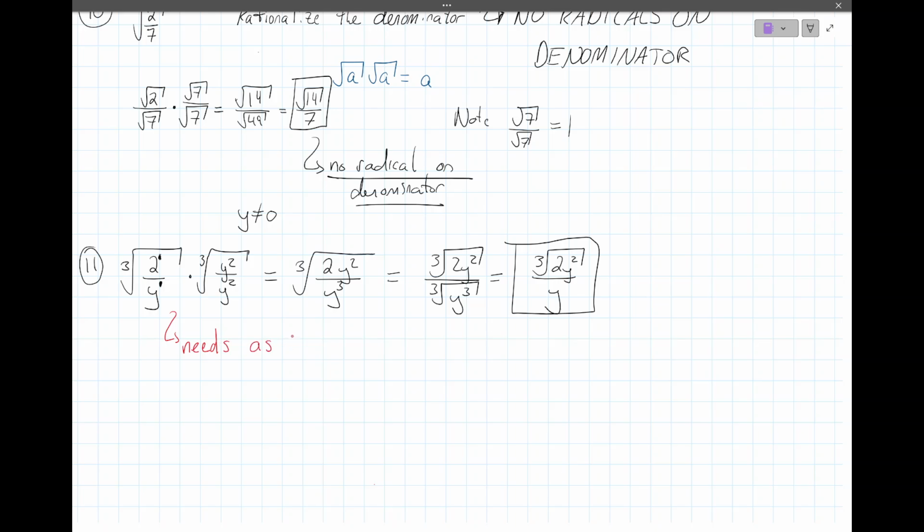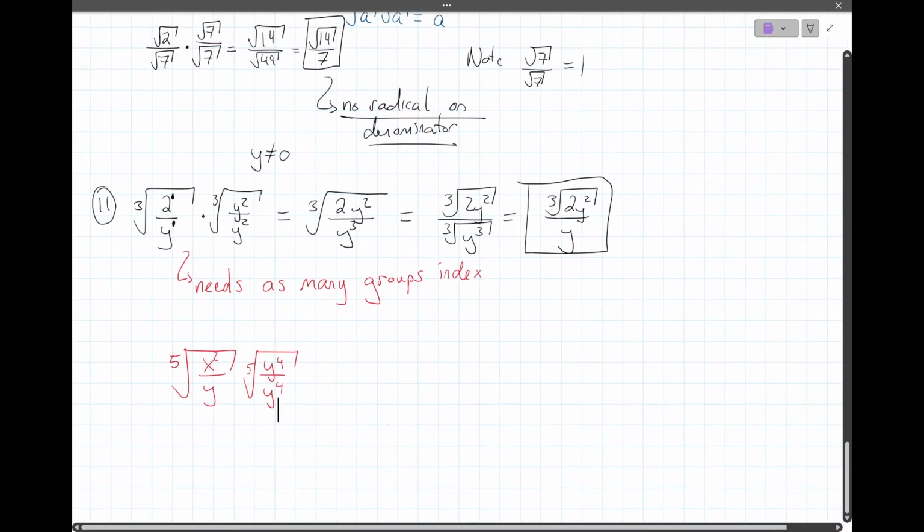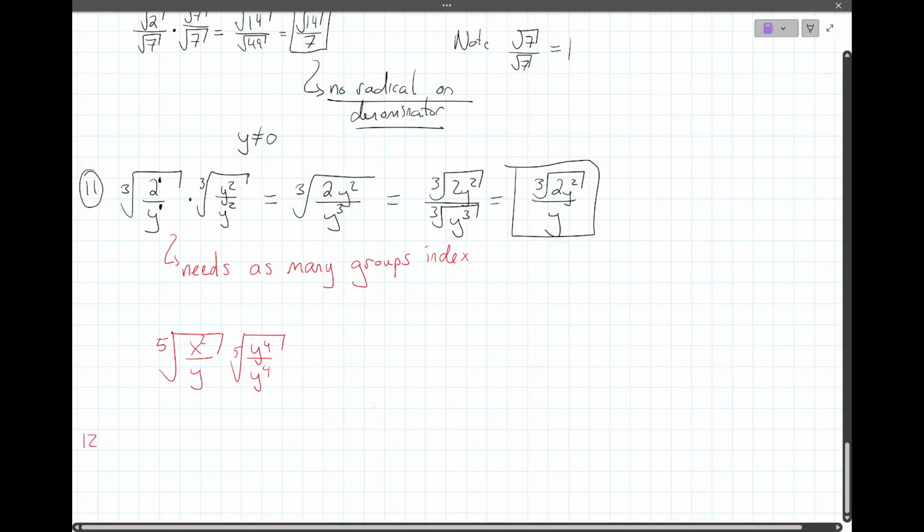So this is just saying now this root needs as many groups as the index, right? So it needs as many groups as index. So if this was to the 5, if I had x squared over y like that, to break out a 5, I need to multiply it by y to the fourth over y to the fourth to get this bottom piece to be y to the fifth to break that out, right? So it just needs to be the same amount as the index.